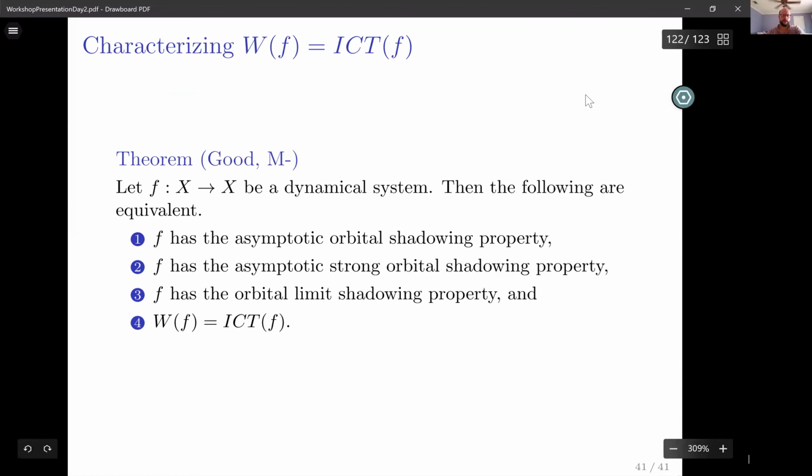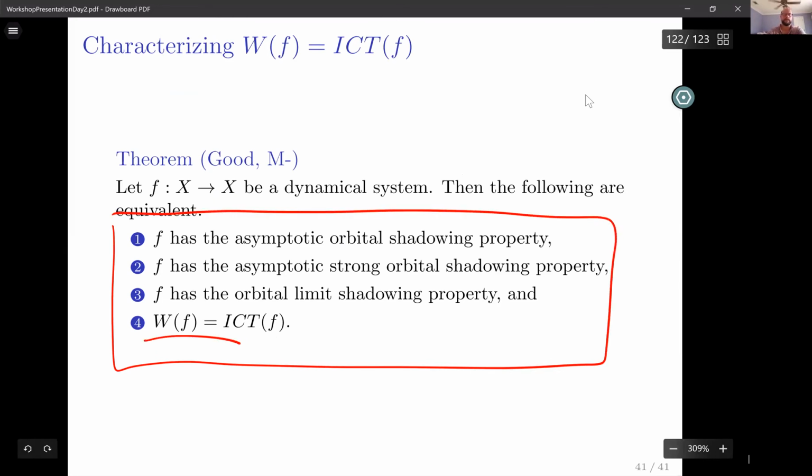And it turns out that all four of these things are actually equivalent. The proof techniques are very similar to what we worked through, but we have this very nice equivalence of when W of F is equal to ICT of F. W is equal to ICT if F has the asymptotic orbital shadowing property, which it turns out is equivalent to the asymptotic strong orbital shadowing property and the orbital limit shadowing property. So the word strong isn't strictly necessary, but it doesn't hurt to have it in there for the sake of a parallel construction.